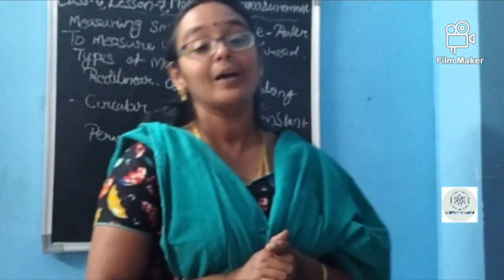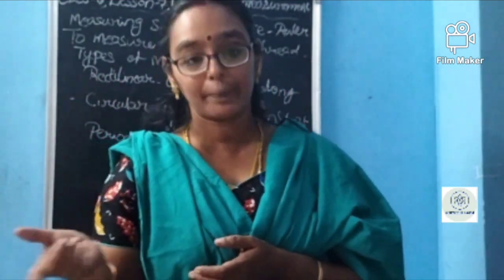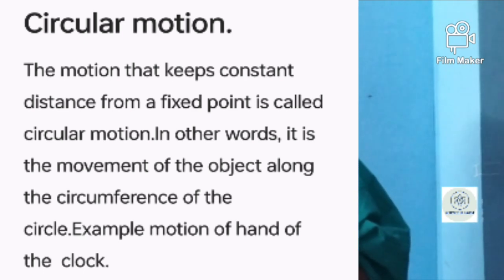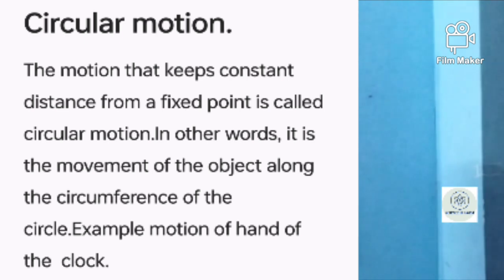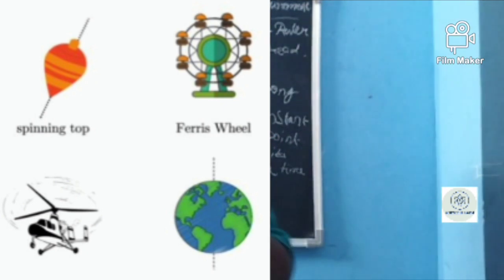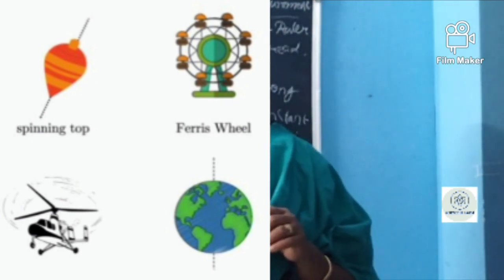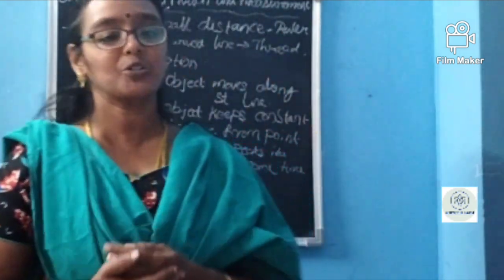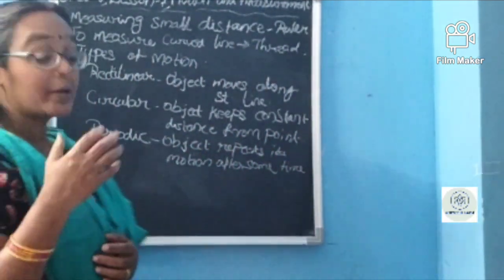As I told you, the hands of the clock are moving this way. What is circular motion? The object keeps a constant distance from a point. The object will keep on moving, and it keeps a constant distance from the starting point. It keeps a constant distance from the starting point, which is called circular motion. Okay, what is periodic motion?